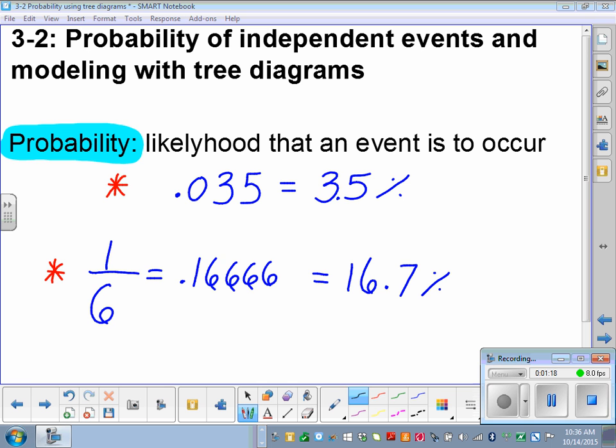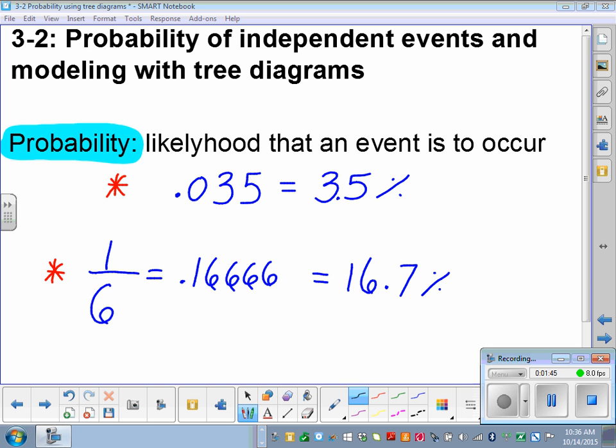Okay, yesterday we started our probability unit. Now I told you, and I wasn't lying, that our probability unit is going to get harder and harder each day, and it's going to build every single day. We're building on what we learned yesterday. So in probability, this is 3-2, second lesson. Yesterday we learned that probability is the likelihood that an event is to occur.